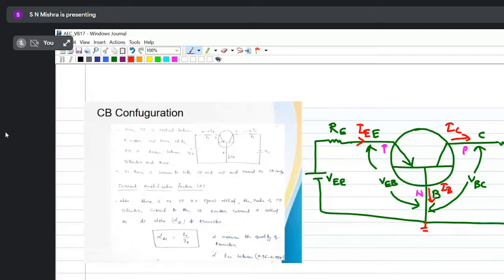Now what is my output current? With respect to base, the collector terminal is my output, and the emitter is the input. This side is output, this side is input. So what is my output current and what is my input current? Can anybody tell me?